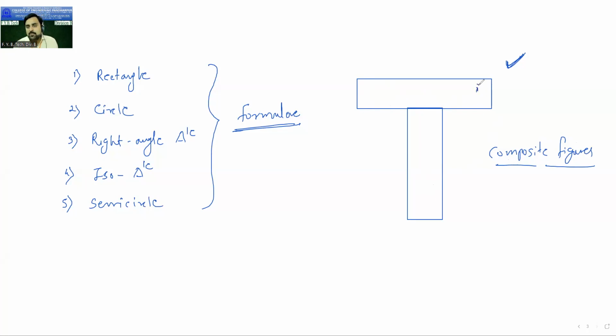Let us say that this is my figure number 1, the upper rectangle, and this lower rectangle is my figure number 2. Even though I don't know the direct formula to calculate the centroid of the T section, when I divide this T section into 2 rectangles, I know the formula for the rectangle, how to calculate the centroid of the rectangle. So by using that concept, I can calculate the centroid of the T section.